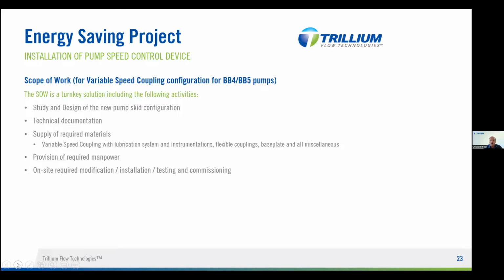We will do the required on-site modification, providing the required manpower. We will make the installation. We will verify by testing and commissioning on-site the new configuration.